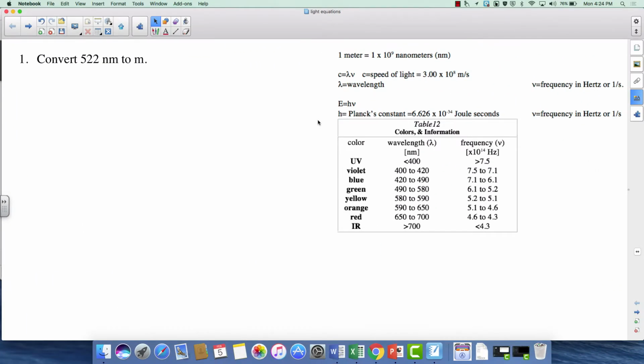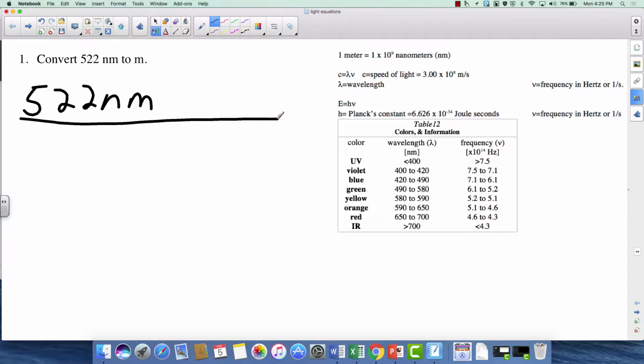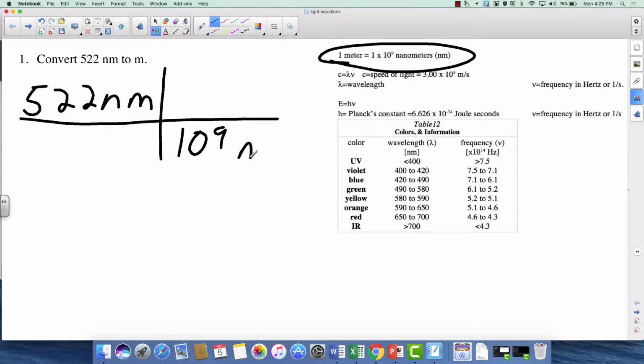These are the answers to the light equations, and how to work them out. You're given 522 nanometers. You can do dimensional analysis. You know that 1 meter is 1 times 10 to the 9th nanometers, so there's 10 to the 9th nanometers in 1 meter. You get a final answer of 5.22 times 10 to the negative 7th meters.